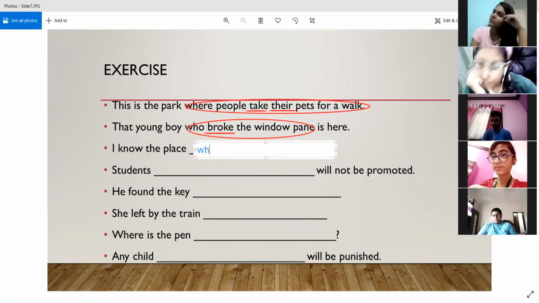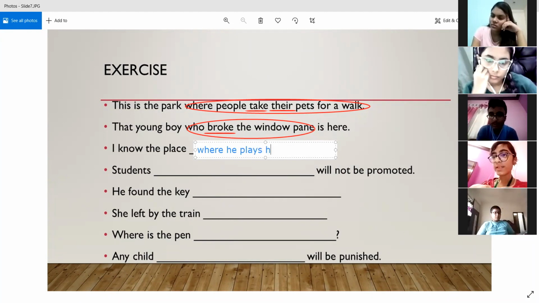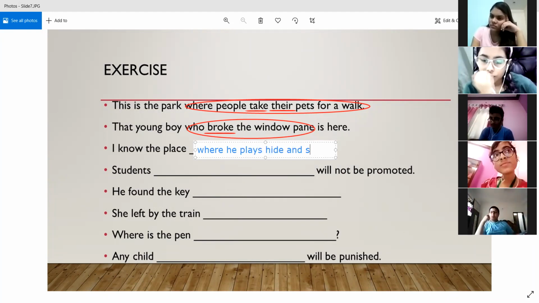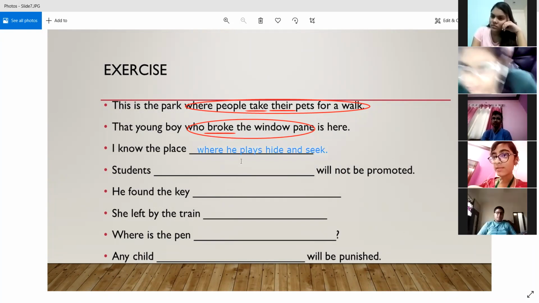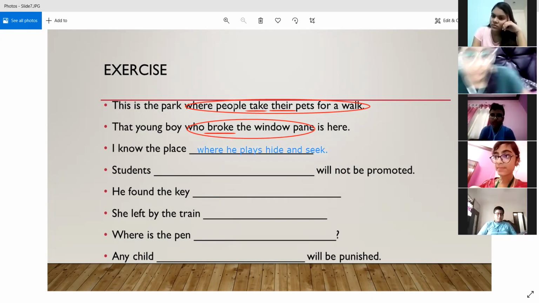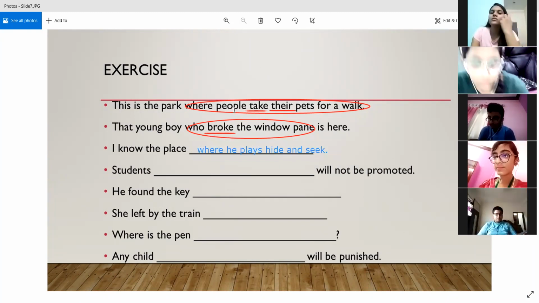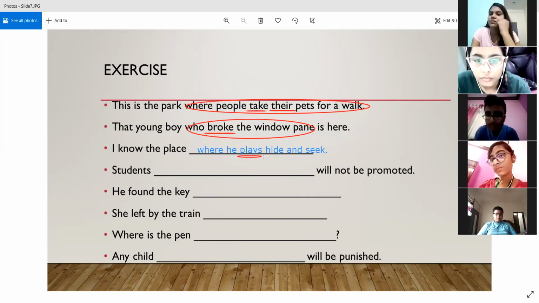So now the place is being described, which place you are talking about, right? Yes, sir, it is acting as an adjective, where he plays hide and seek. All right. Now tell me the verb part present. Yes, where he plays. So plays is the verb present over here. Any other verb? No, sir.